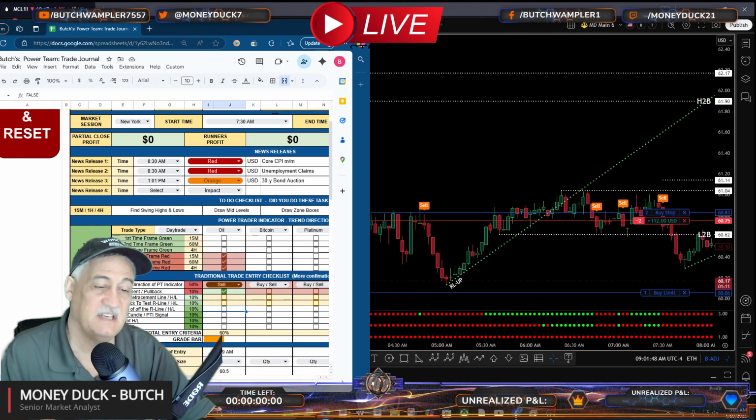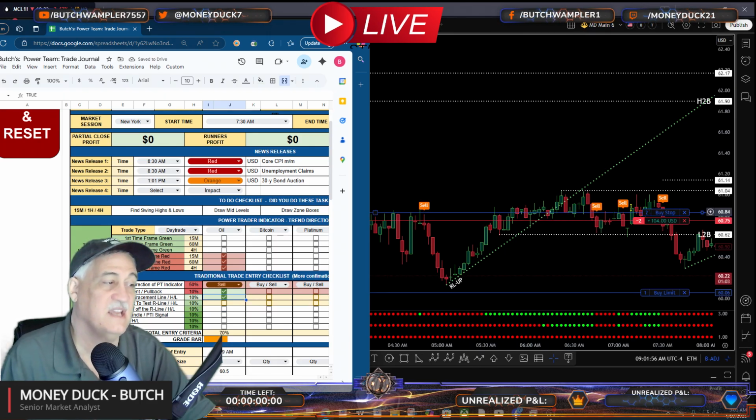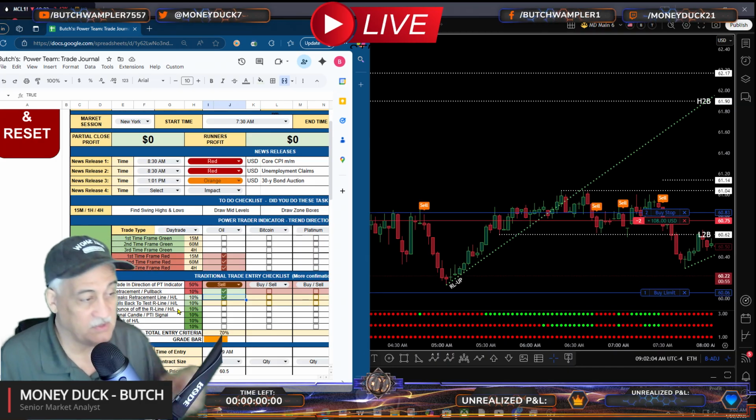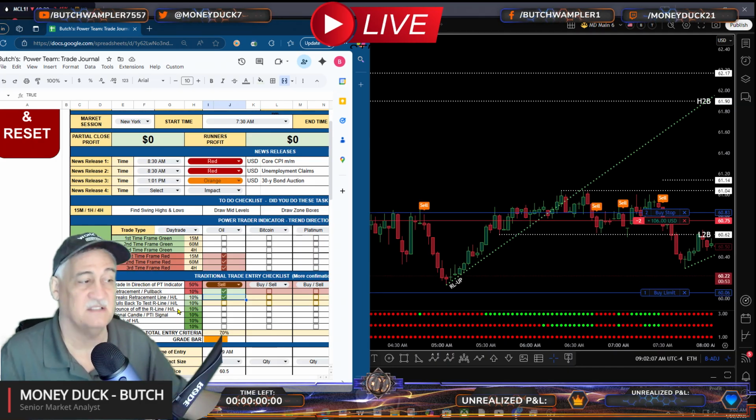So did it break the retracement line? Yes, it broke the retracement line, that red candle. Check that box. We're at 70% reason to take trade. Next one is: did it pull back to test that retracement line or a high-low? Sometimes you don't have good retracement lines where you're going off just highs and lows.